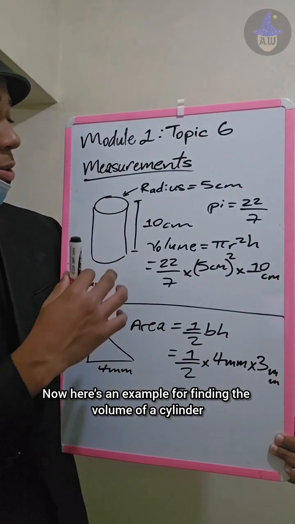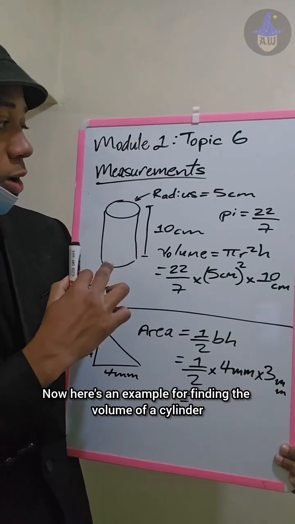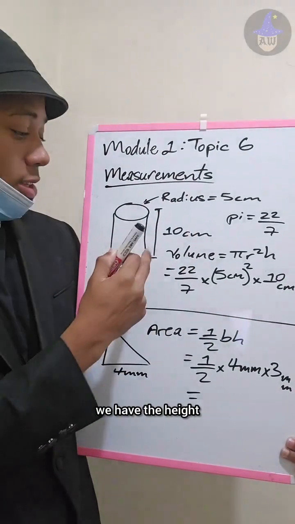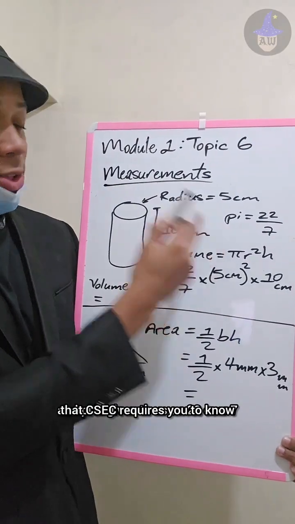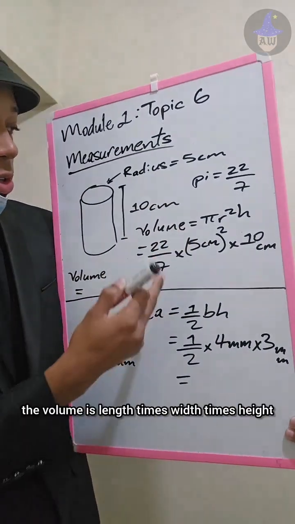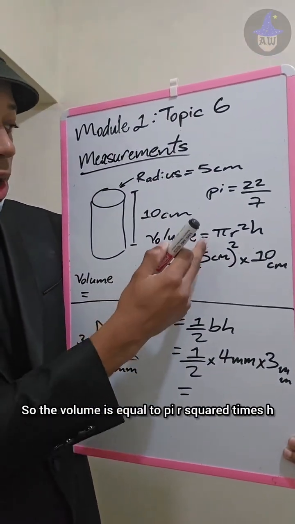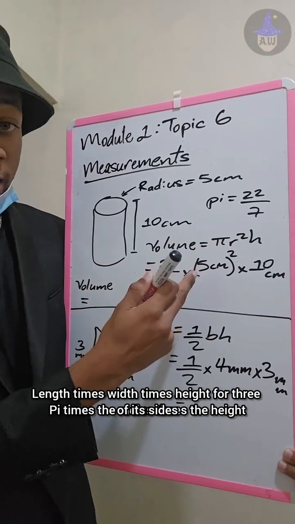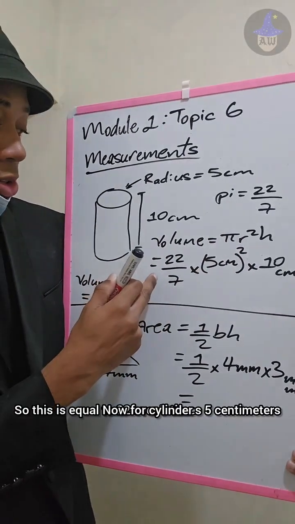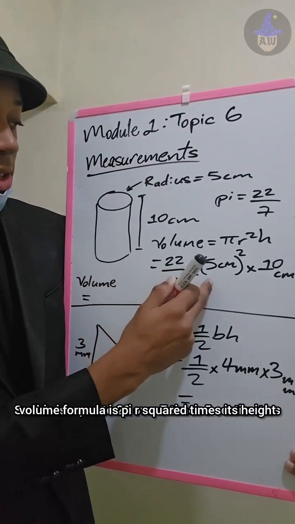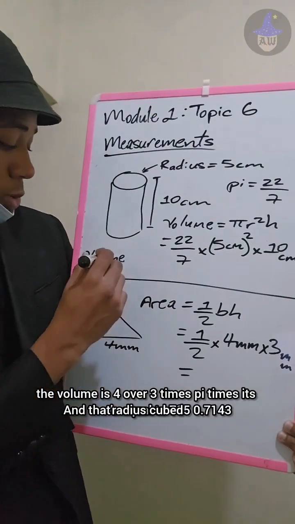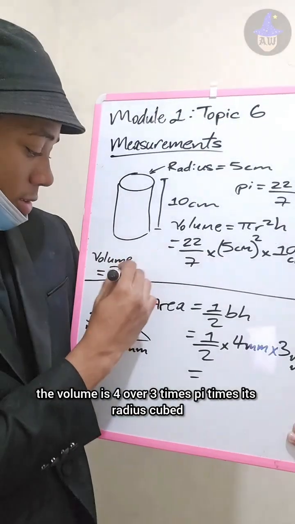Here's an example for finding the volume of a cylinder. So we have the radius, we have the height. These are volume formulas that CSEC requires you to know. So for cuboid, the volume is length times width times height, and for cube, it's similar, length times width times height, 3 of its sides. Now for cylinder, volume formula is pi r squared times its height, and for sphere, the volume is 4/3 times pi times its radius cubed.